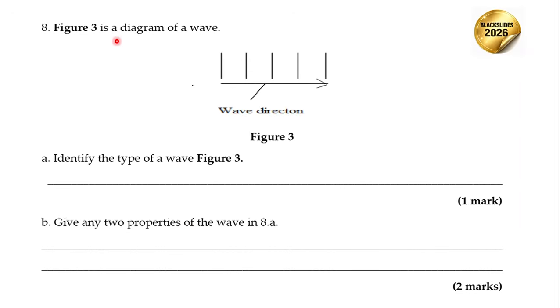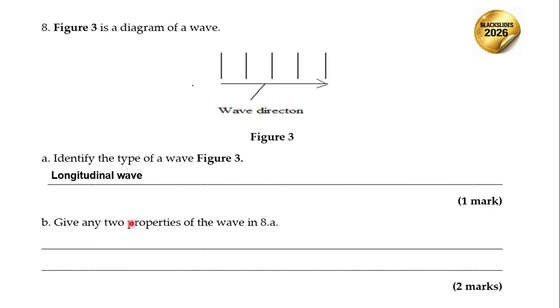Figure 3 is a diagram of a wave. Identify the type of wave. This is basically a longitudinal wave. Remember that a longitudinal wave consists of rarefactions and compressions.